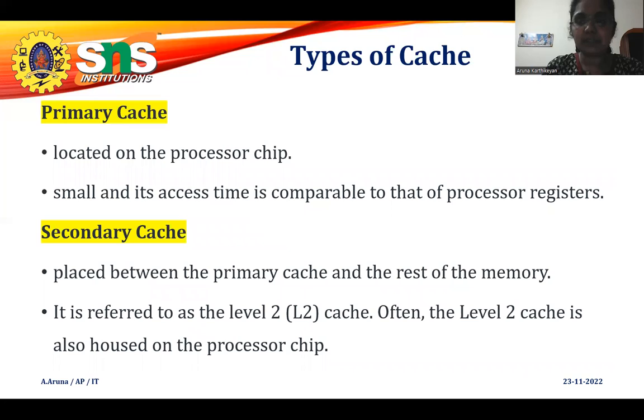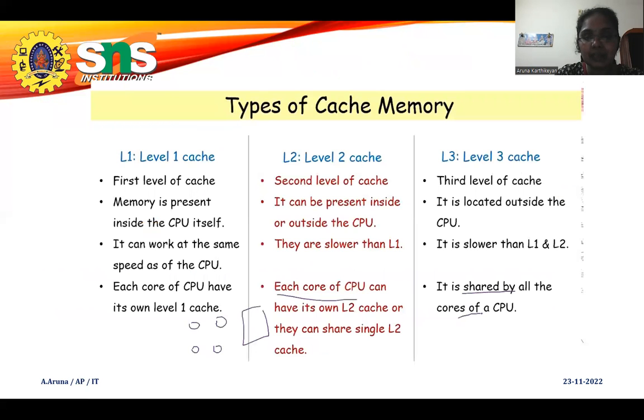The next topic is the types of cache. There are two types of caches available: primary cache and secondary cache. The primary cache is located on the processor chip itself. It is very small, and its access time is comparable to that of a processor register. The secondary cache is placed between the primary cache and the rest of the memory. It is referred to as the level 2 cache. Often the level 2 cache is housed either on the processor chip or outside the processor. So these are the differences between the L1, L2 and L3 caches.